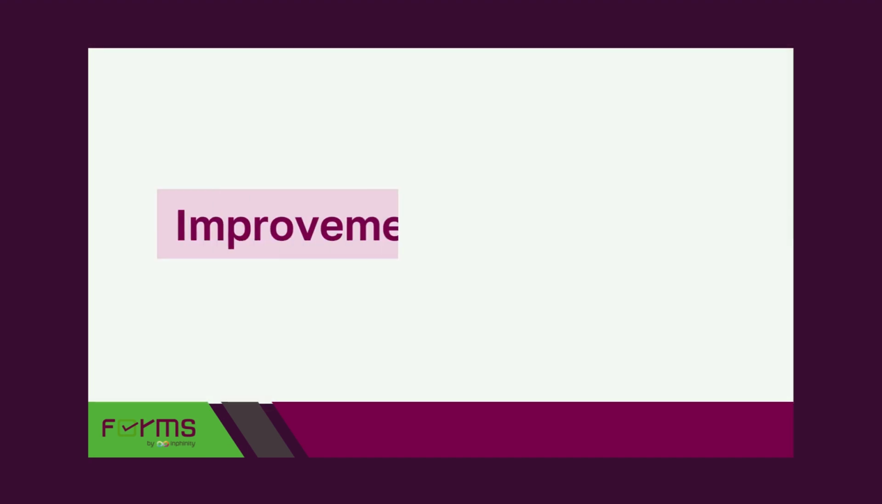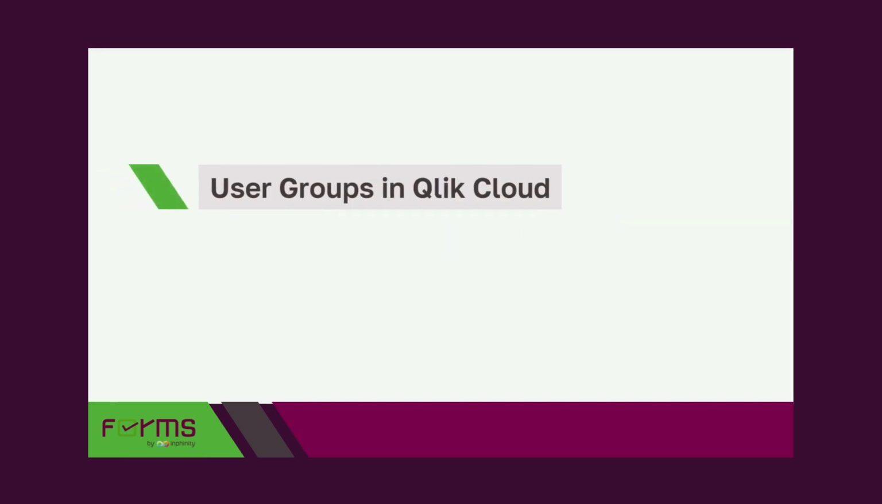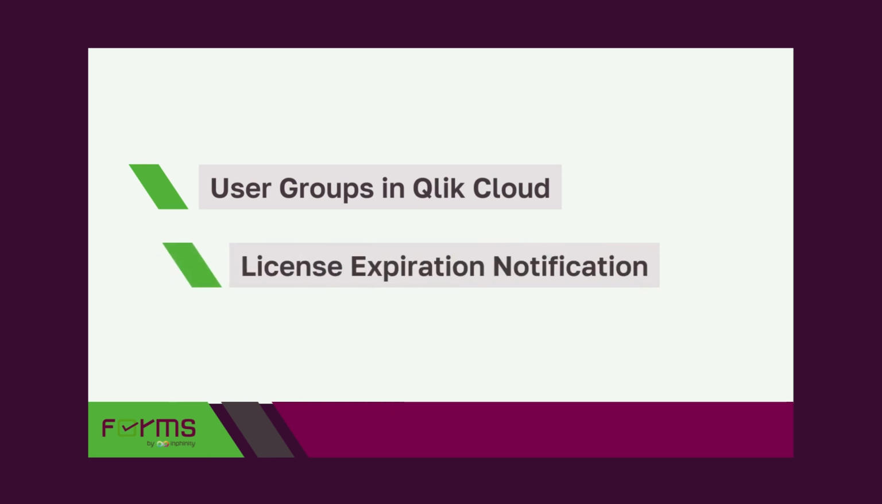For Infinity administrators, we have added a couple of improvements. The first is user groups in Qlik Cloud. So from May 2024, administrators of large environments can use the new option to manage user permissions by user groups even in Qlik Cloud. User groups are also now supported for the access table type of access control. Second is the new notification of license expiration. This means that when your Infinity license is due to expire, you will be informed in advance, providing sufficient time to renew and update the license.